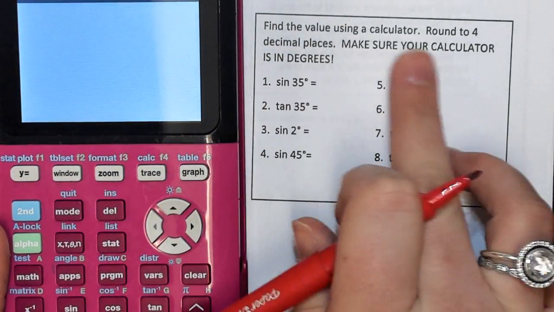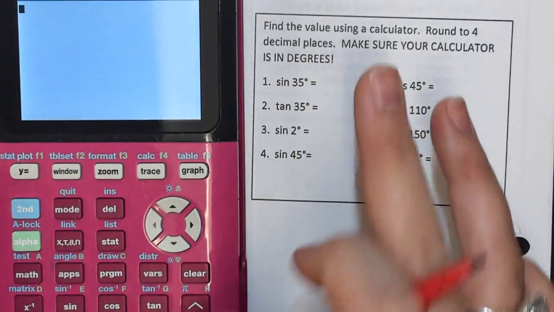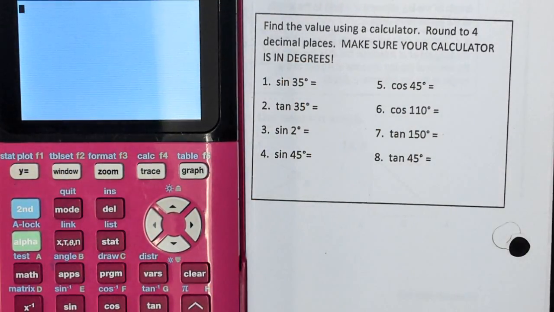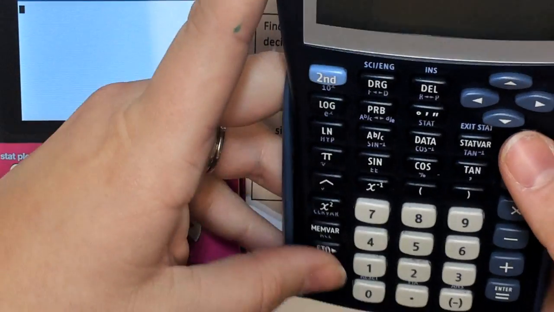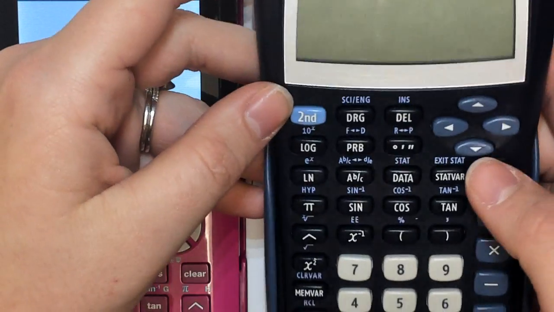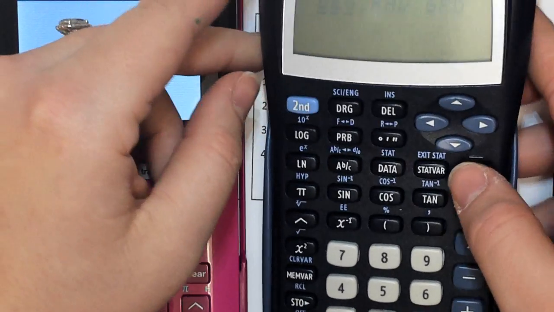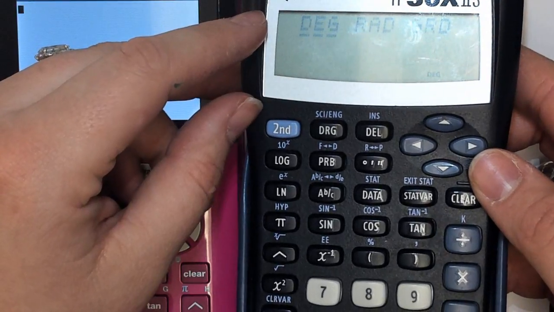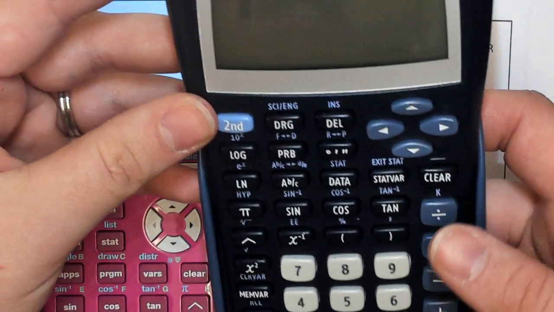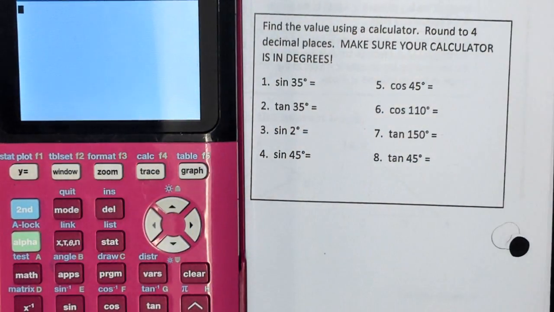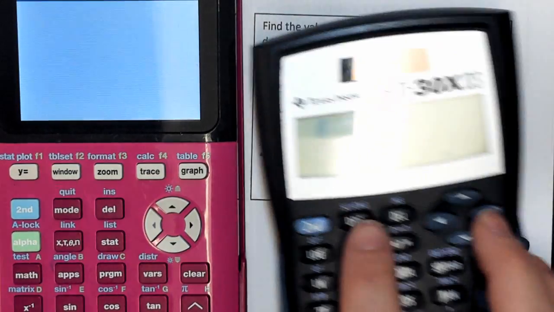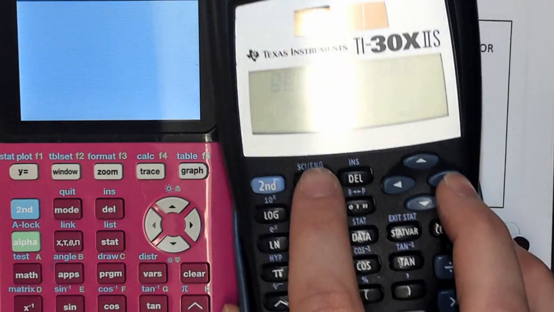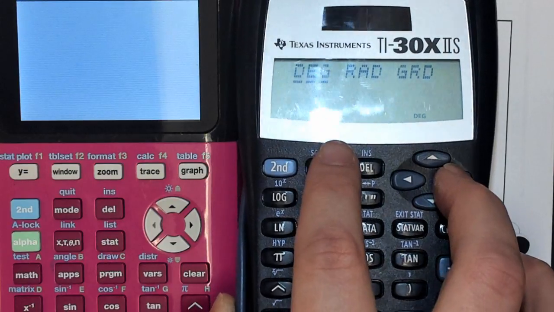You need to make sure your calculator is in degrees. First thing you need to do. Do y'all know how to do that? Me either. Let's figure it out. DEL? No, DRG. DRG? Okay. Click DRG, and then it's going to show degrees, radians, or GRD. You should make sure it's already in degrees. Check. Is everybody good? Okay, I press DRG, this number right here, and then it should be in degrees.